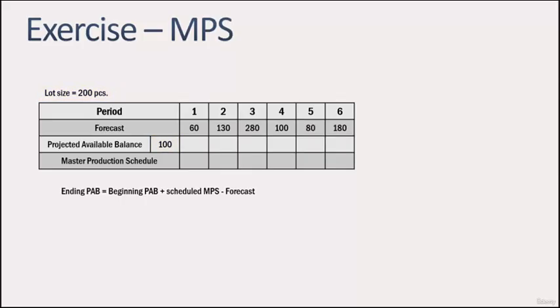You'll be using the formula ending PAB equals beginning PAB plus scheduled MPS minus forecast. We're going to use the same rules as we did in the previous exercises. When I tell you to pause the video, pause it and begin the exercise. When you're ready to review the answers, resume the video and continue. Let's begin. Pause the video.